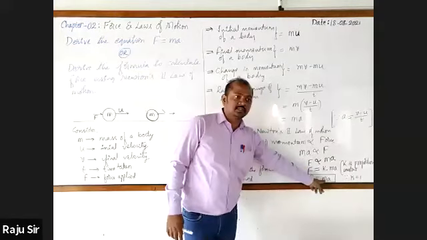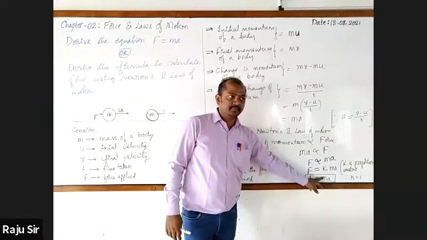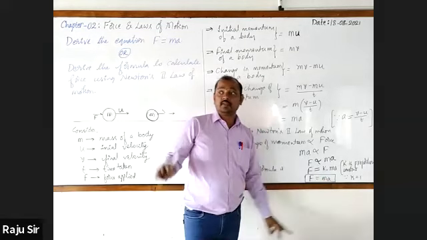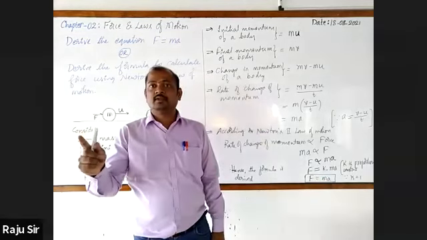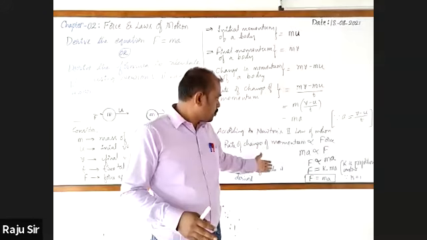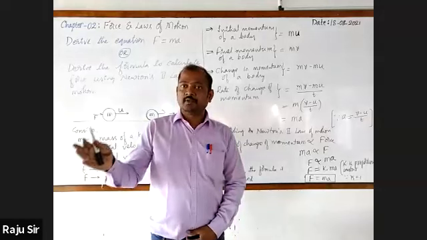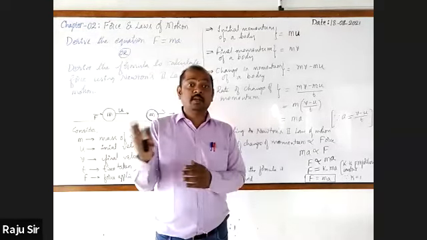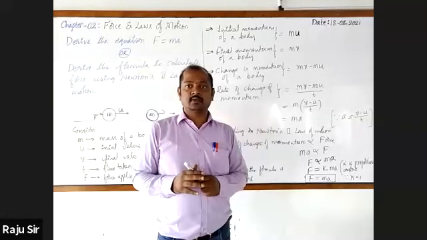Other unit can be found out by using this formula, m into a. What is the SI unit of mass? Kilogram. Acceleration is meter per second square. So the other unit of force will also be kg meter per second square. Kilogram meter per second square.